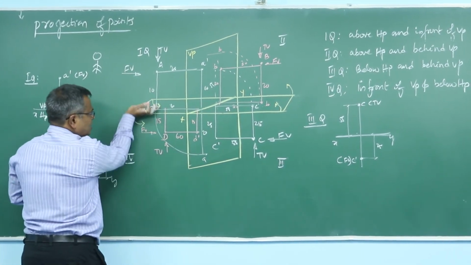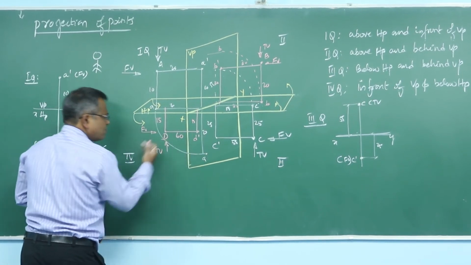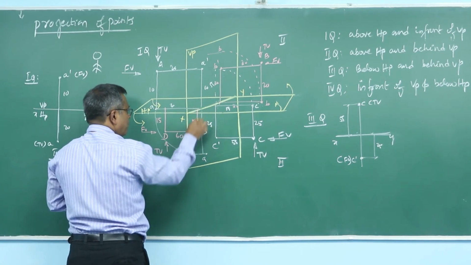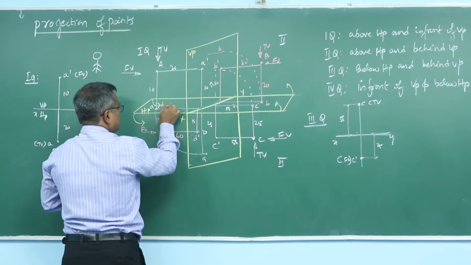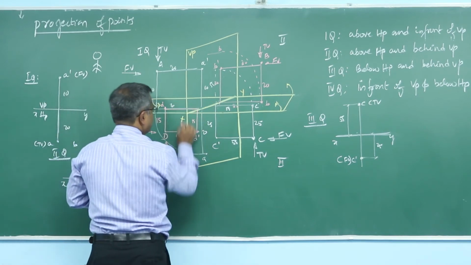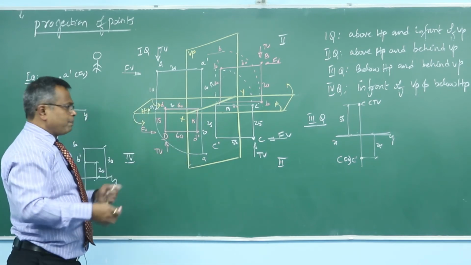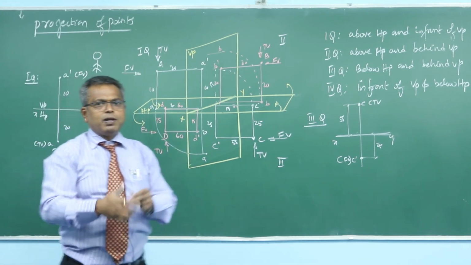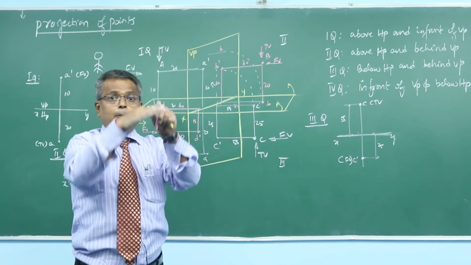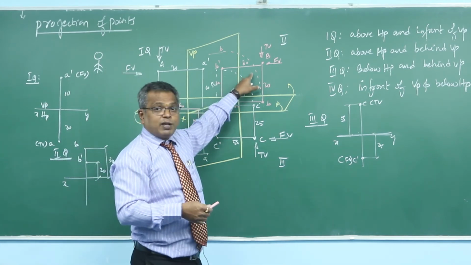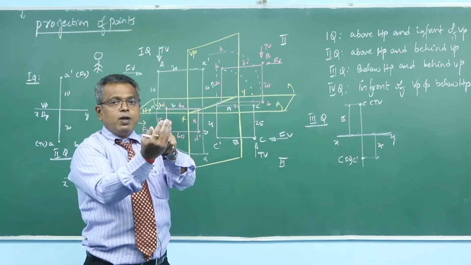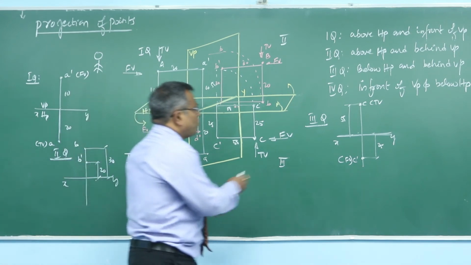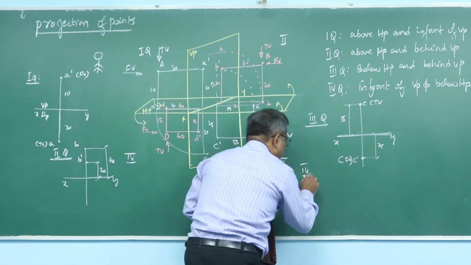See, in the front view I can read the distance from HP, and in the top view I can read the distance from VP. So now your D dash is located on VP at a distance of 15 millimeter below the XY line. What about the top view? Top view D you are projecting on HP at a distance of 60 millimeter from the XY line. Now when you rotate HP through 90 degrees, VP is fixed. In case of the fourth quadrant, both VP and HP overlap each other, both below the XY line. But as in case of the second quadrant, when you rotate HP, both VP and HP overlap each other, both above the XY line.